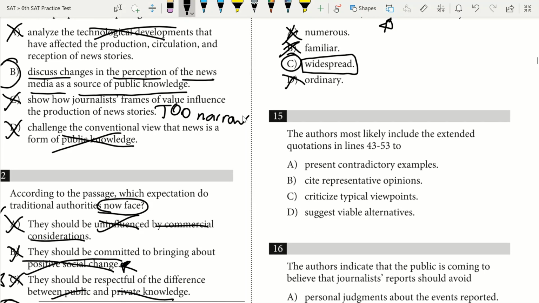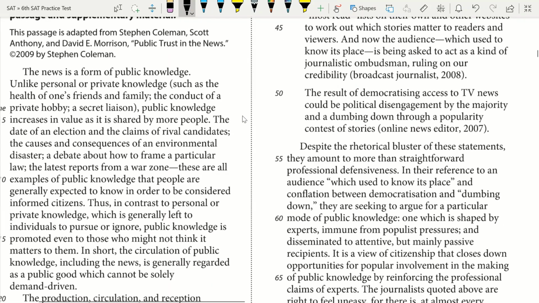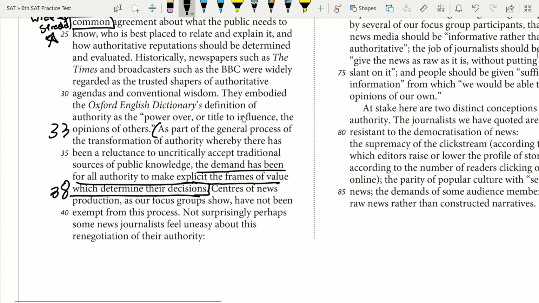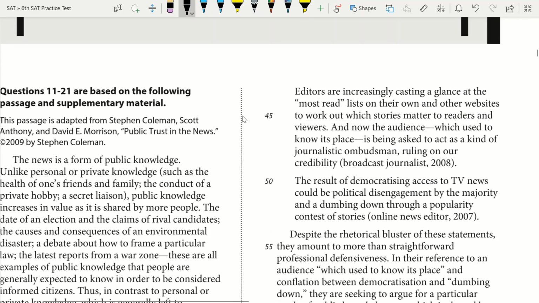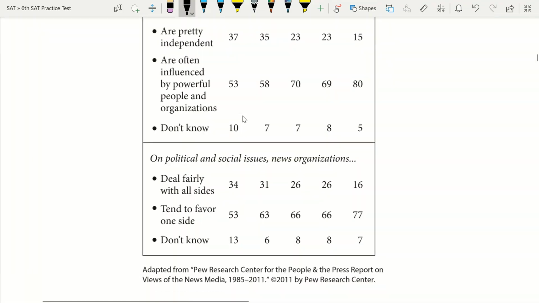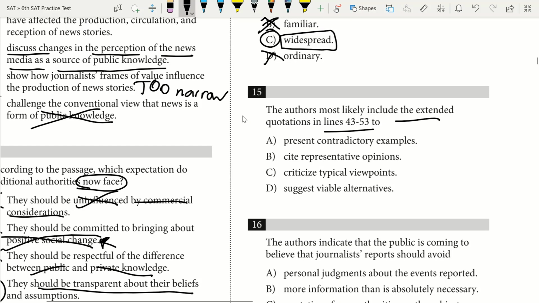15, the authors most likely include the extended quotations in lines 43 to 53 to do what? Well, let's take a quick look at what those quotations do. We see that they start at the top right side, so I'm going to see what leads into it real quick. We have: not surprisingly, perhaps some news journalists feel uneasy about this renegotiation of their authority. I remember that what came after was that quote from editors and journalists talking about how they don't want this democratization or the audience to have as much say as they do now or an increased say in the future. So they're really trying to hold on to that authoritativeness. What we're doing there is giving a representation of what publishers and editors think about the current trend. Okay, so let's look at our options.